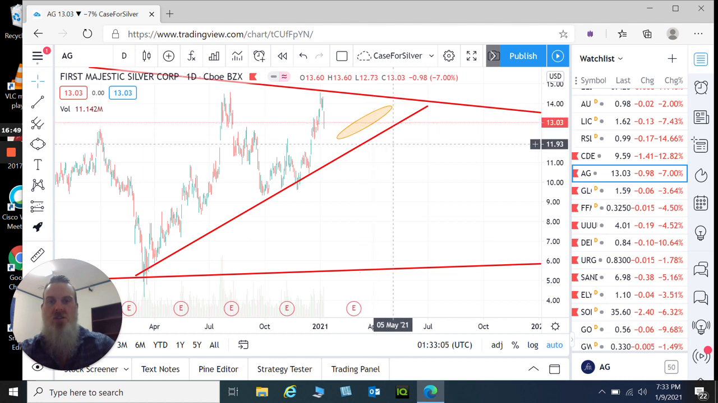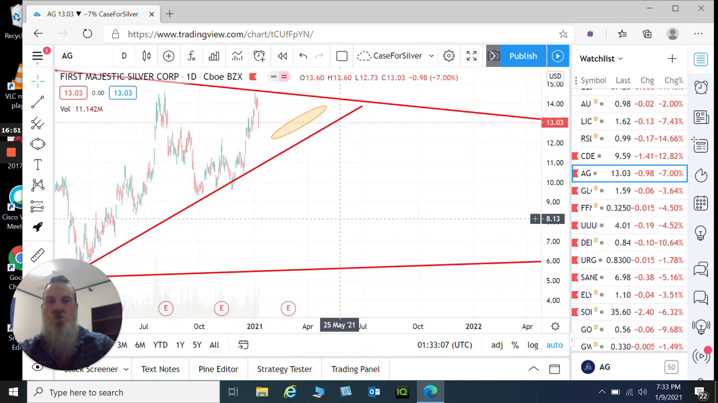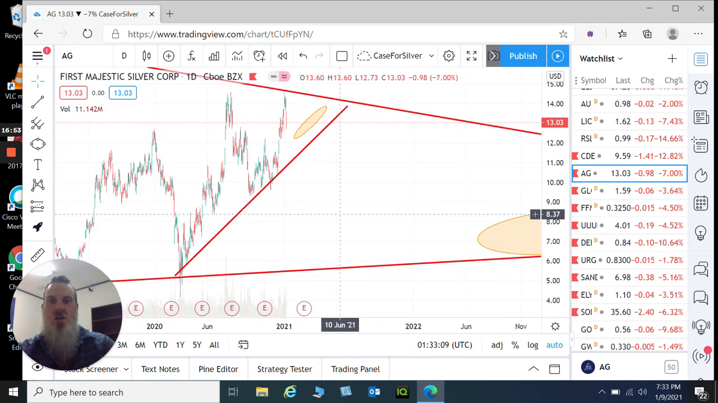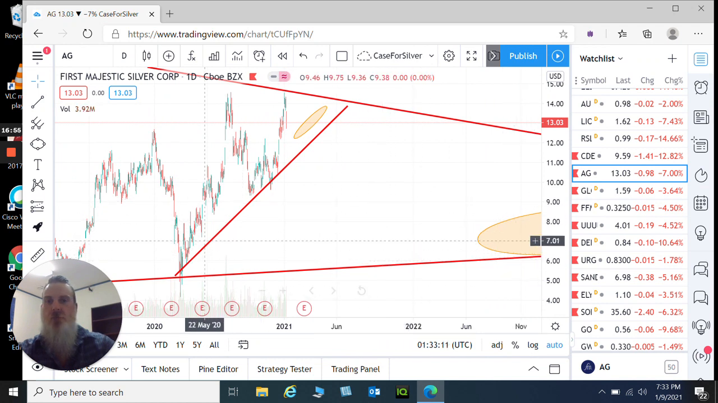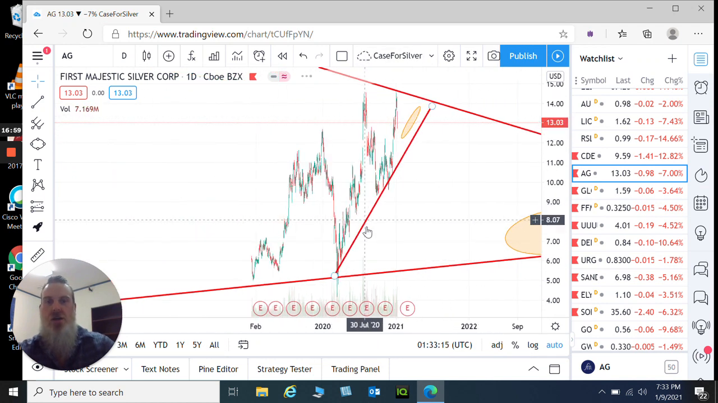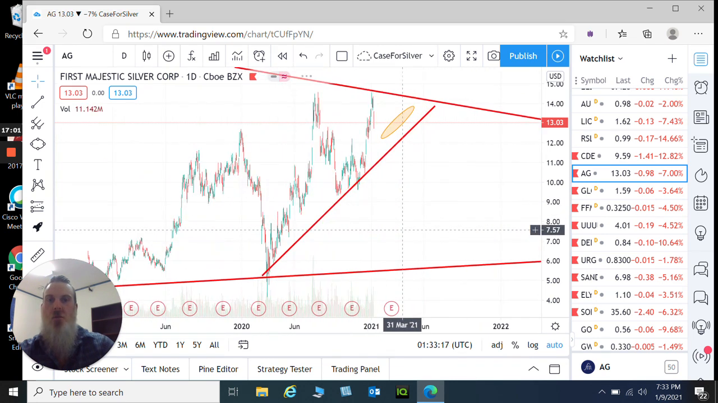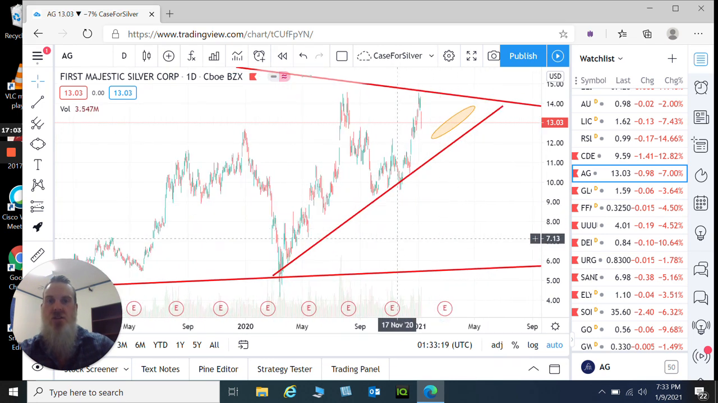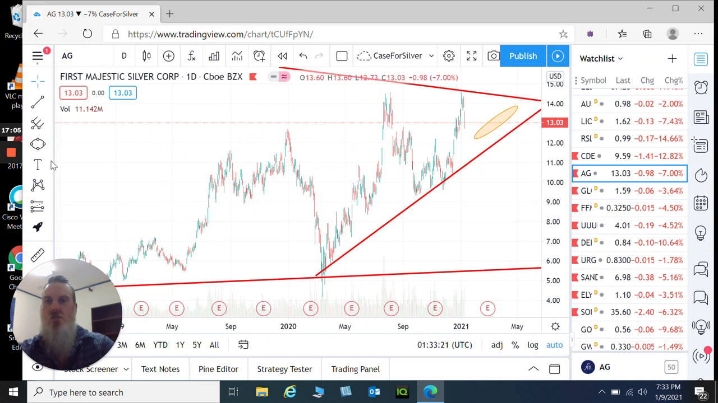So if it breaks this, this is where you can go, down here, right? But if we respect this and we go through this, that's what's going to happen. And it's probabilities, right? We got to look at probabilities. It's a bull market in silver. Probabilities of this breaking out and this trend line being respected, I would say, is 80%, and crashing down 20%.